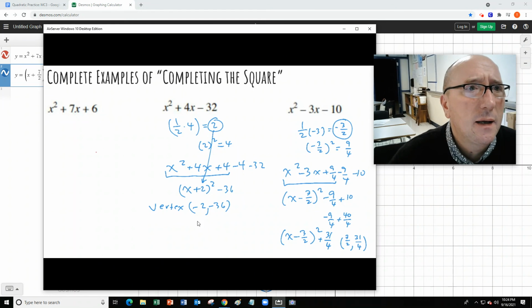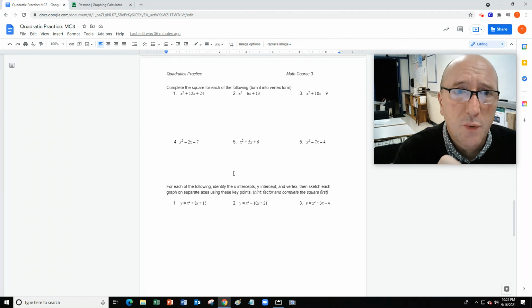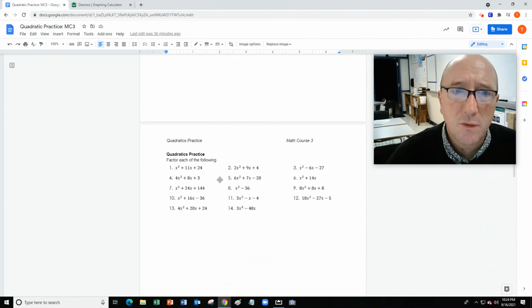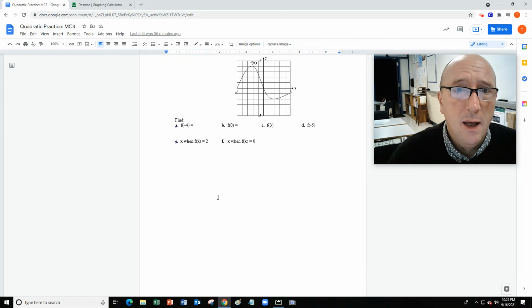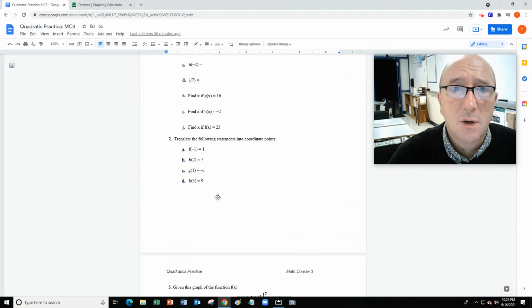You've got a set of questions on your quadratics practice for today. And the practice, there are 1, 2, 3, 4, 5, 6 of these. I'd like you to complete the square on the 6 of these. Now, the other part of the assignment should be self-explanatory. I think you know how to factor quadratics. I'd like you to factor these 14 and do the additional questions on page 1 and 2.